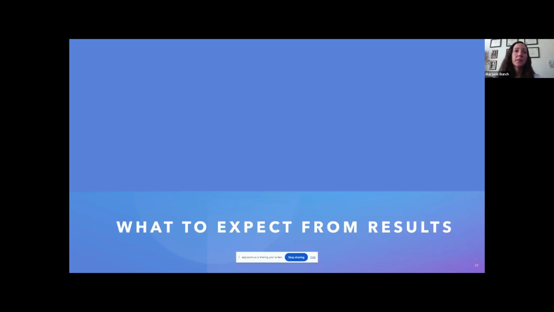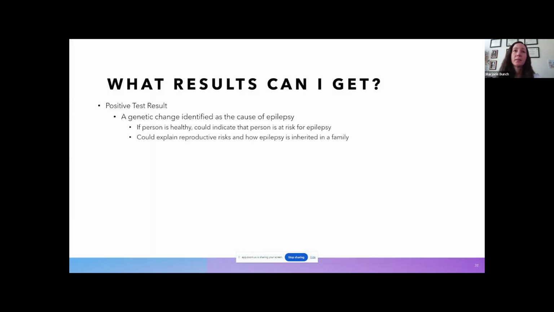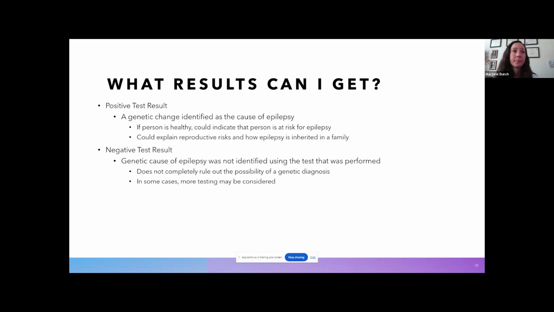So what do we expect from these results? What results can we get? Well, you can get a positive test result. What does that mean? A positive test result means there's been a genetic change identified as the cause for epilepsy. If a person's healthy and doesn't have epilepsy, it could indicate that they're at risk for epilepsy. And it could explain the risks of reproduction and how epilepsy might be inherited in a family. What's a negative test? Well, it means that a genetic cause for epilepsy was not identified using the test that was performed. It doesn't mean that there wasn't a genetic cause. And in some cases, it may mean more testing is needed.